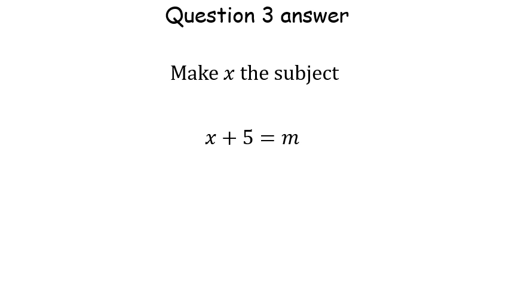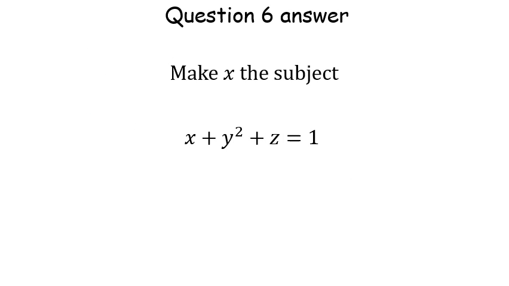Question 3. 5 is added to x, so we need to subtract 5 from both sides, getting x equals m minus 5. Question 4. 2 is subtracted from x, so we need to add 2 to both sides, getting x equals 12. Question 5. N is subtracted from x, so we need to add n to both sides, getting x equals 10 plus n.